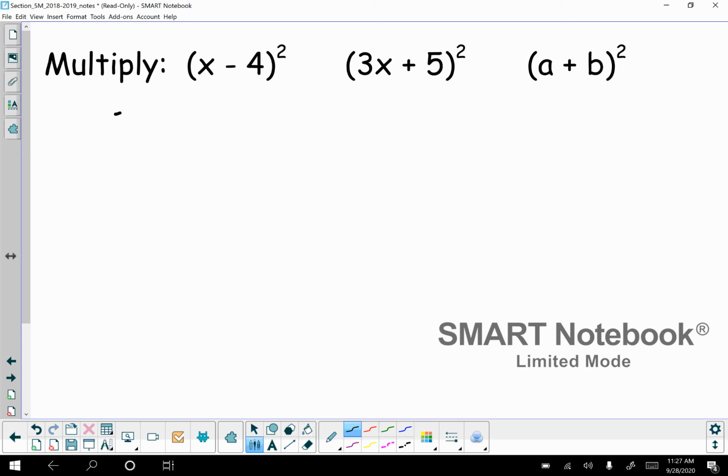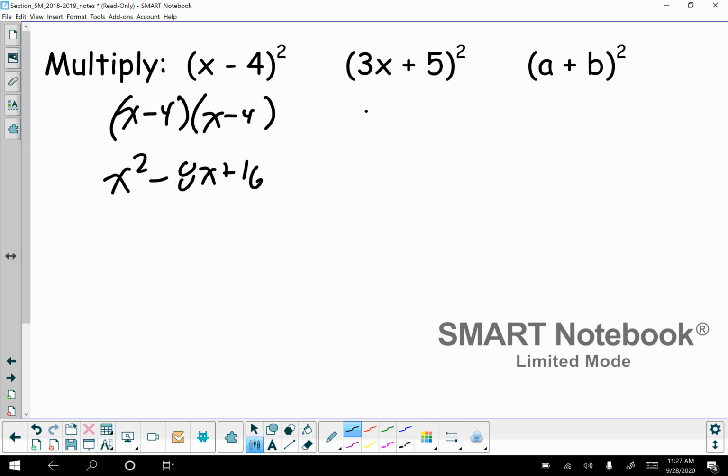When we multiply these together, you realize that's x minus 4 times x minus 4, so you're going to get x squared minus 8x plus 16. This next one would be 9x squared plus 30x plus 25. And the last one's going to be a squared plus 2ab plus b squared, if we FOIL them out.